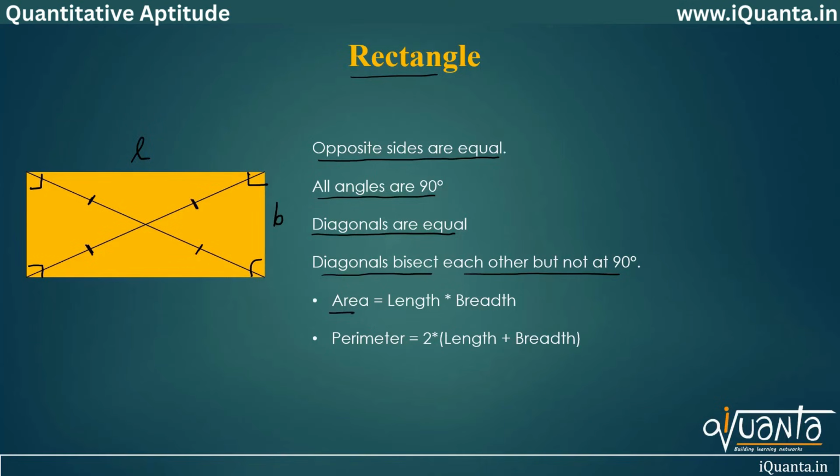After that we have the area of a rectangle, which is length into breadth. Perimeter of a rectangle is 2 times the sum of length and breadth, because these two will be the length, these two will be the breadth. If we add them all, we get 2 times (L plus B). Let's check the next figure now.